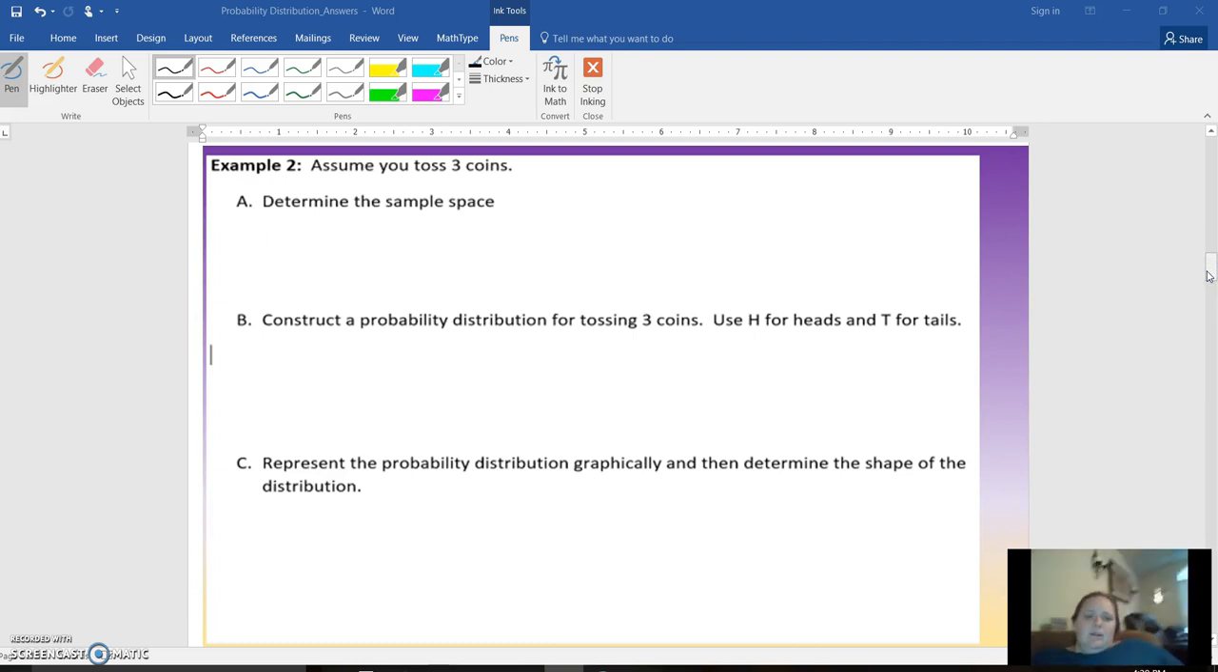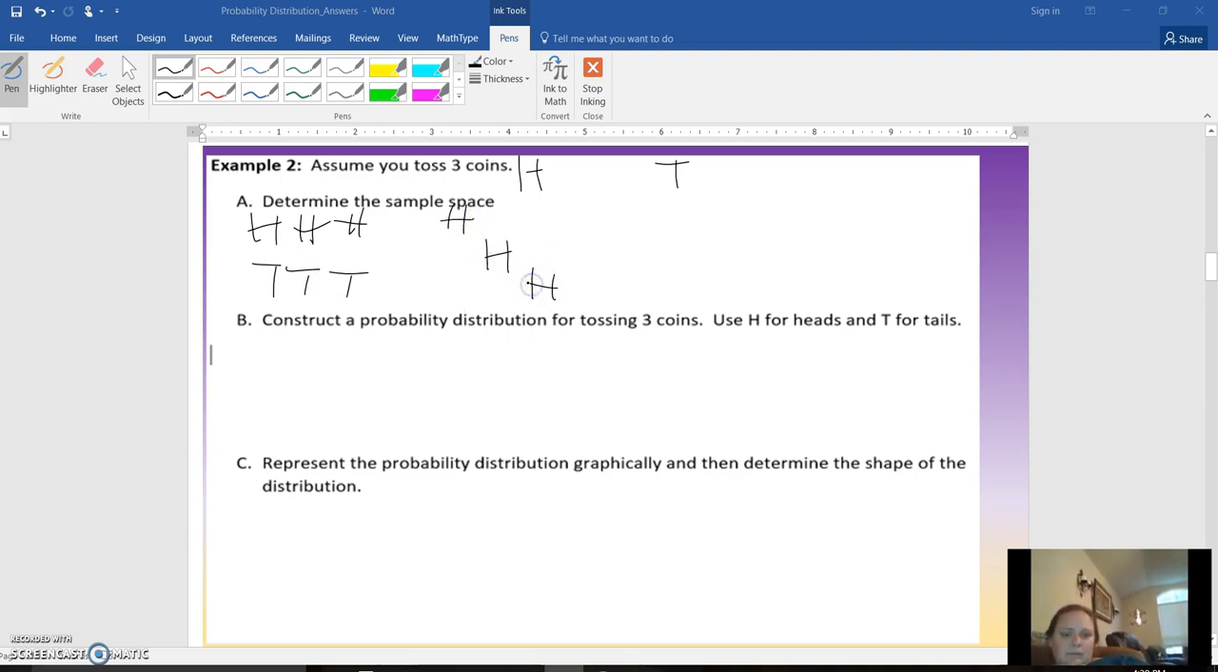All right, so assume we toss 3 coins. We're going to use H for heads, T for tails. And so we can get all heads, we can get all tails, we can get 1 head with 2 tails, we can get 1 tail with 2 heads. And so that's our sample space. There are 8 choices that could occur.